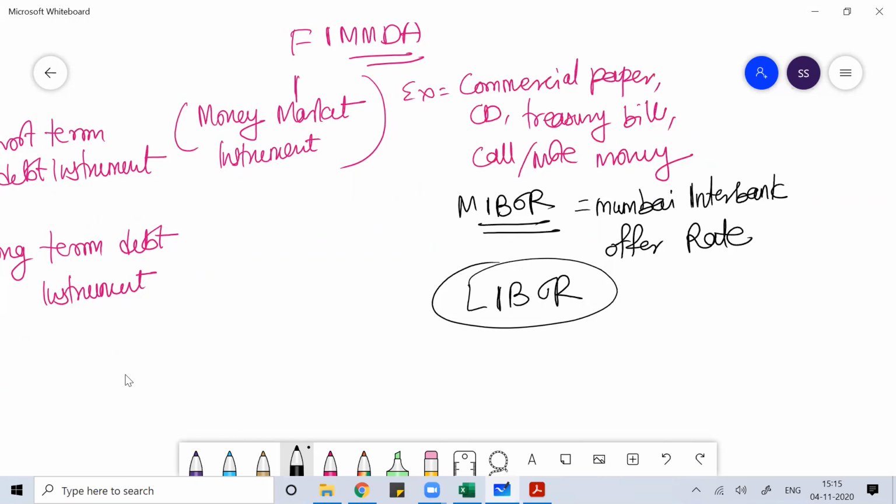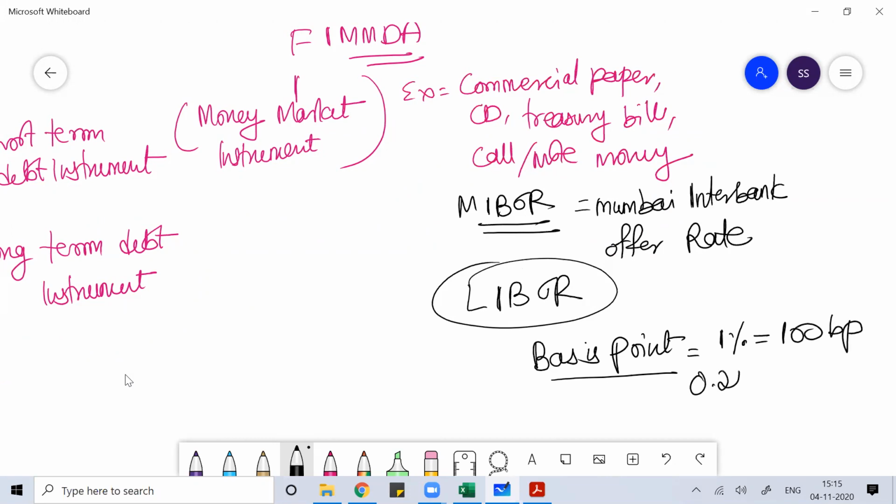So normally one term will come, that is called basis point. Remember what is basis point. So what is basis point? Very easy. 1% is equal to 100 basis points. Understand that. So if I say 0.25%, 0.25% is nothing but 25 basis points.